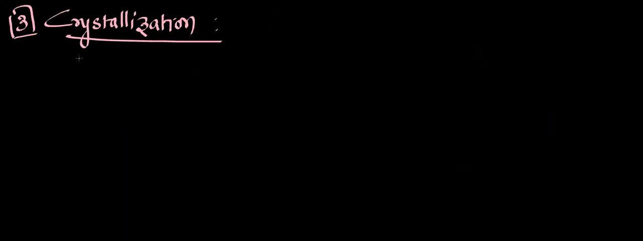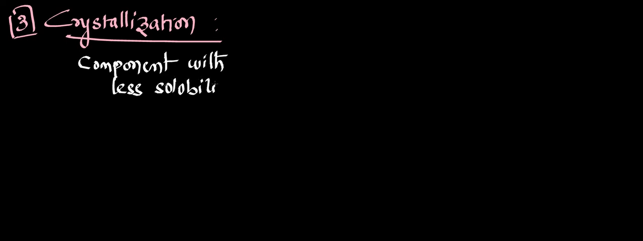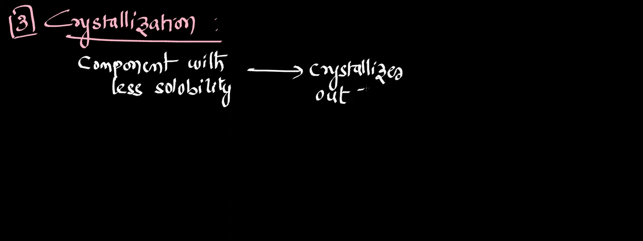In the crystallization process, we use the logic of the difference in solubilities of the compound and the impurities. The component with less solubility in the solvent crystallizes out first. So we assume that the organic solid has less solubility, so it crystallizes out first, and the impurities have more solubility, so they just remain in the mother liquor.